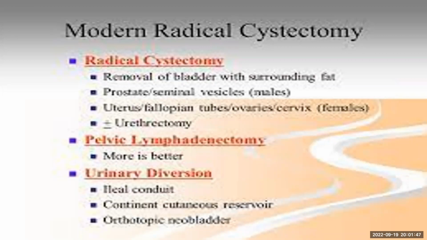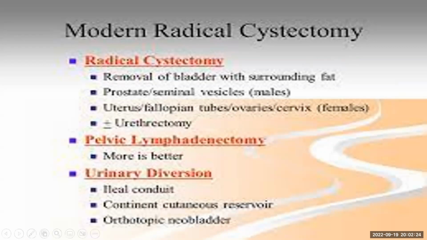Then we don't just remove the bladder, but also take the prostate as well as the seminal vesicles, and in case of females, the fallopian tubes. The ureters will also be removed. Then pelvic lymphadenectomy: the more lymph nodes taken, the better. Since the bladder has been removed, there won't be any bladder, so urine from the kidney has to be stored in some other place. For that, we'll go for urinary diversion.